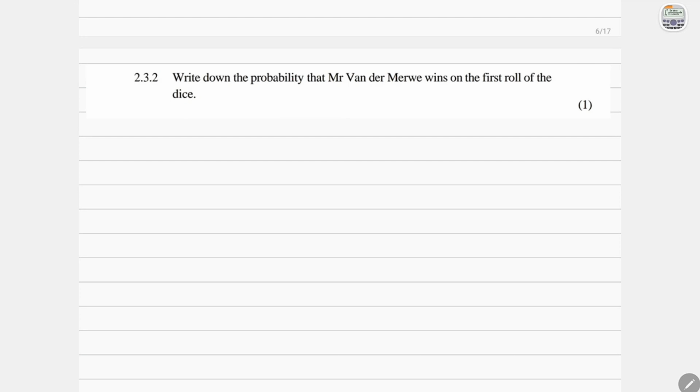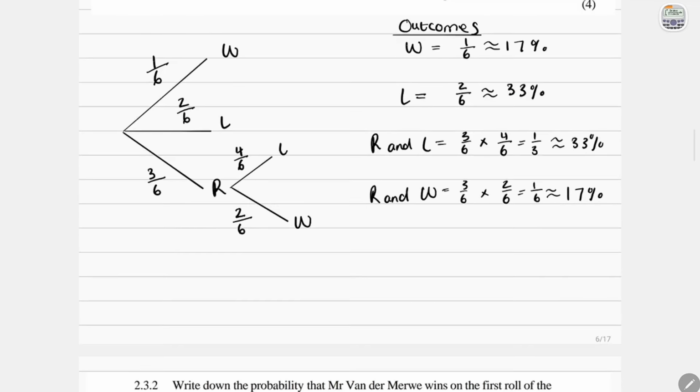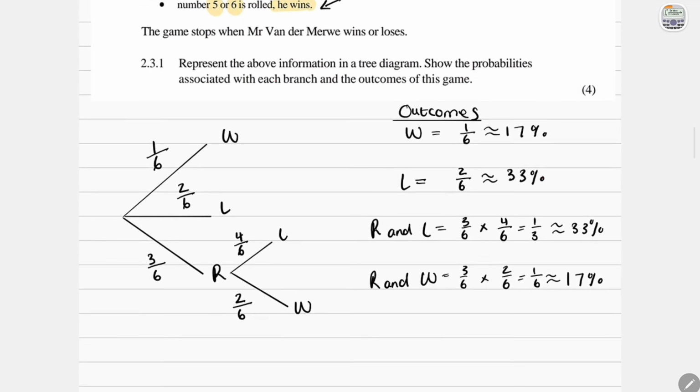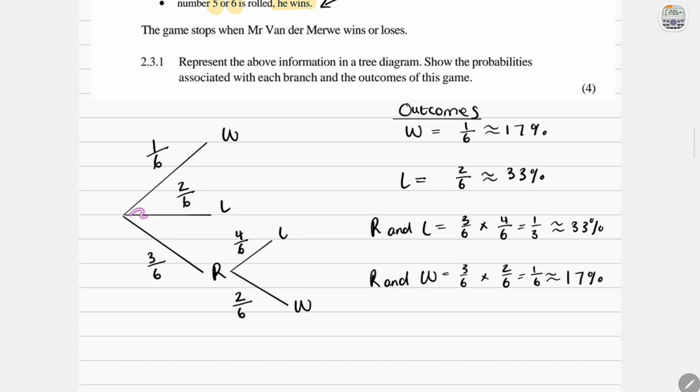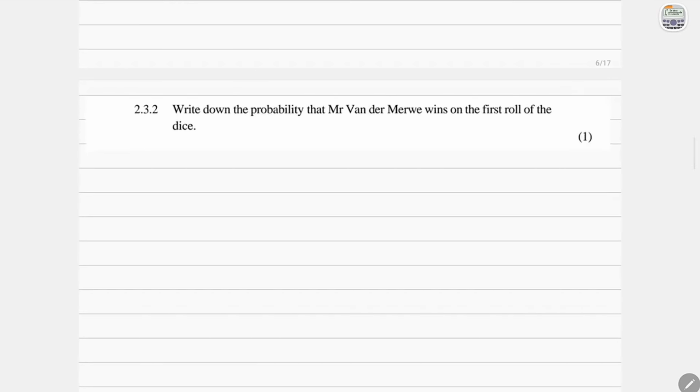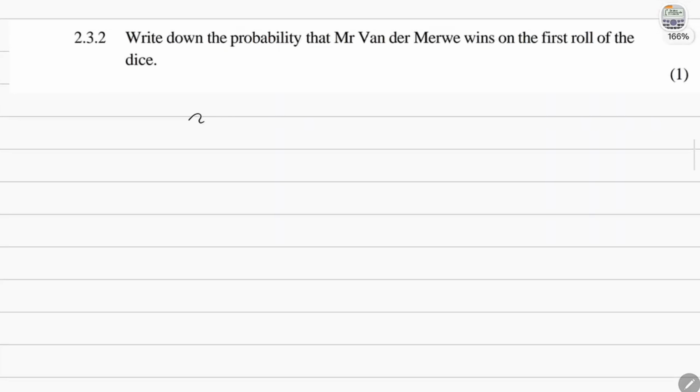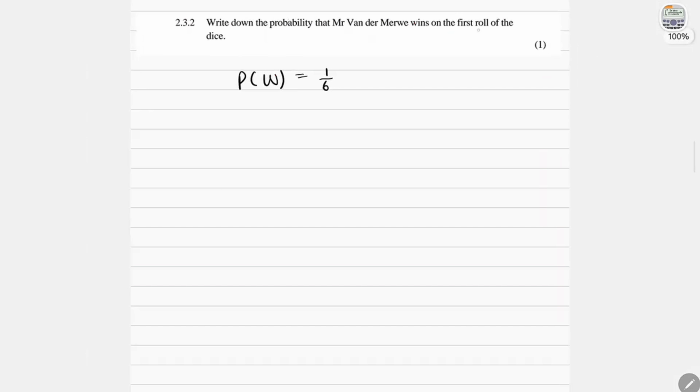van der Merwe wins on the first roll of the dice. So the probability that he's going to win just first try, that is 1/6. And we have that, okay, the outcomes. So that's 1/6, or you can say roughly 17% chance. So probability that he just wins equals 1/6. Moving on to the next question.